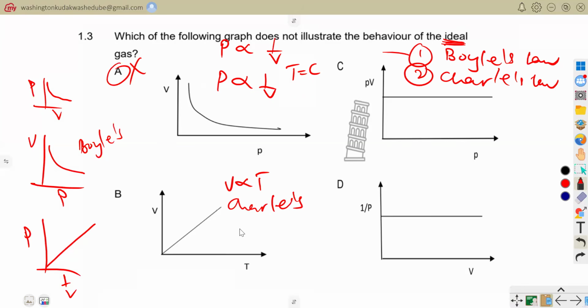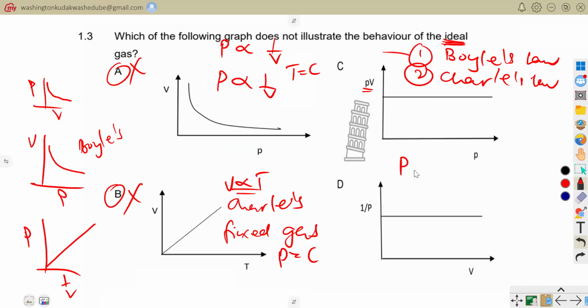It says that for a given fixed mass of gas in an enclosed system at a constant pressure, our volume will vary directly proportional to temperature. So this is Charles's law. So this is out because it actually obeys what? Ideal gas behavior. And then here they are saying pressure times volume is a constant when pressure is changing.